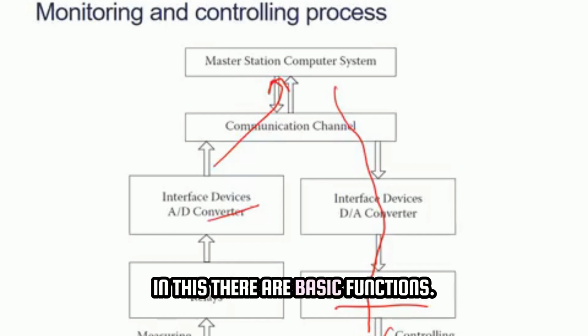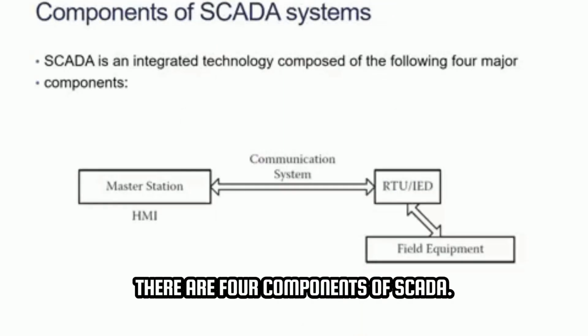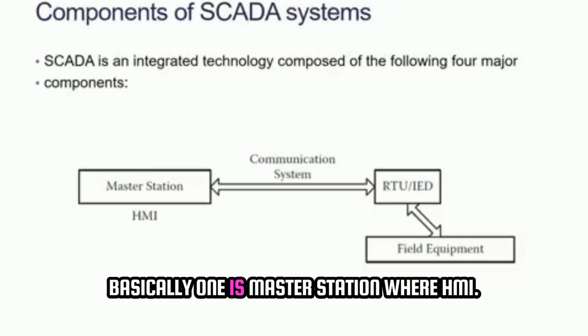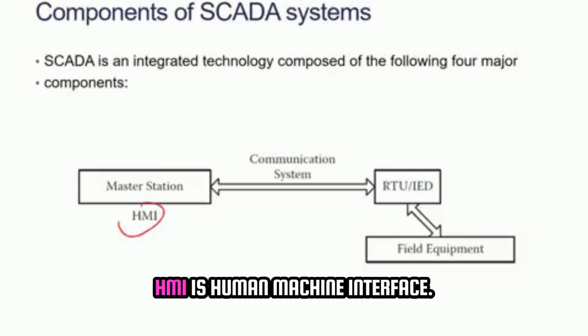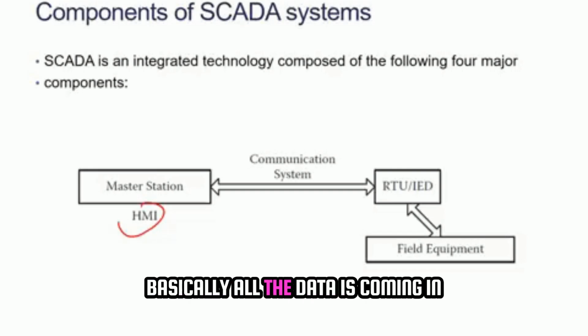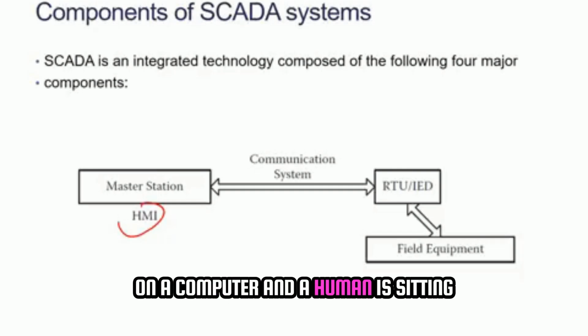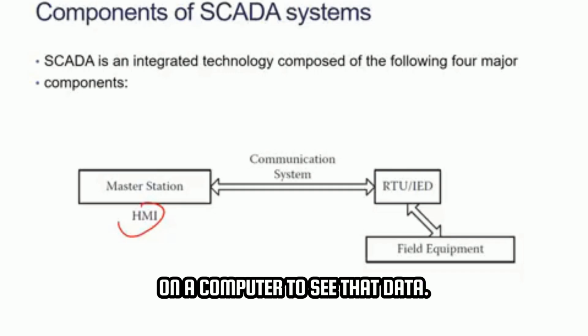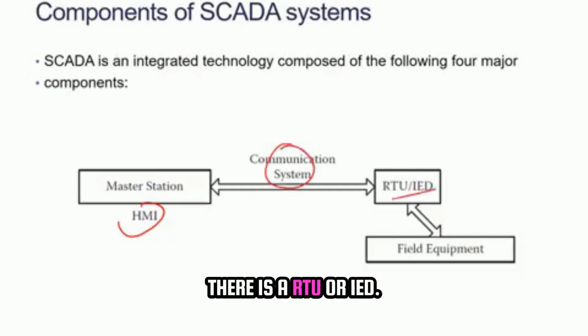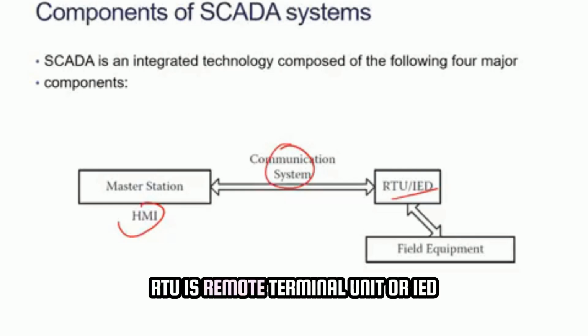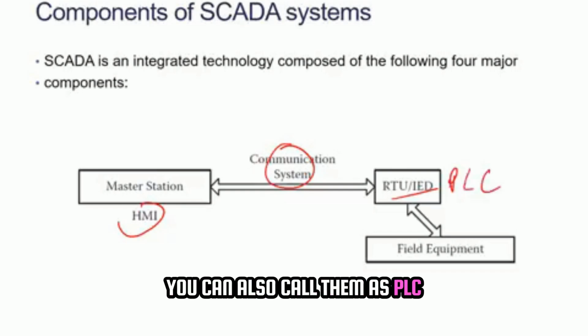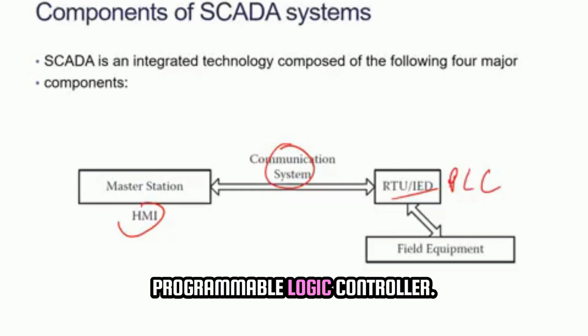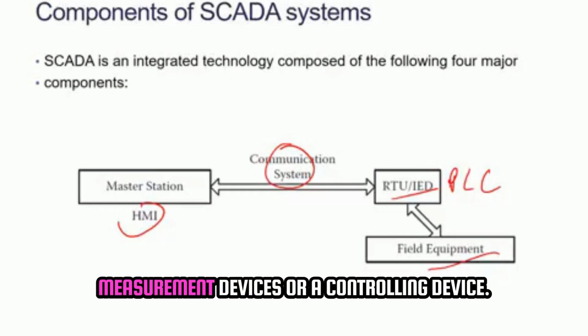There are basic functions, and there are four components of SCADA. One is the master station, with the HMI, the human machine interface, where all the data comes in on a computer and a human sits at the computer to see that data. There is a communication channel. There is an RTU or IED: RTU is remote terminal unit, IED is intelligent electronic device, and you can also call them PLC, programmable logic controller. And there is field equipment, which can be either measurement devices or controlling devices, right?